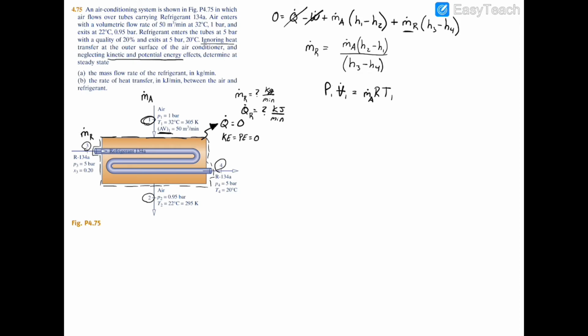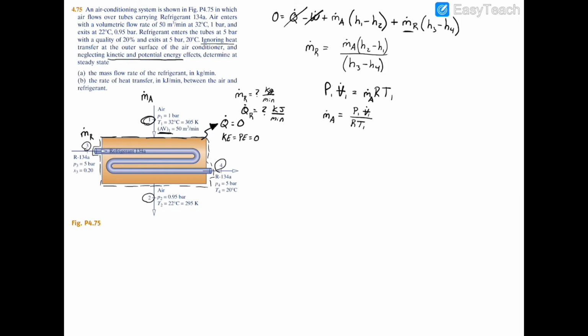So now I'm going to rearrange for the mass flow rate for the air. And we're going to simply have that the mass flow rate of the air equals the pressure times the volumetric flow rate divided by the gas constant multiplied by the temperature, all at inlet 1.